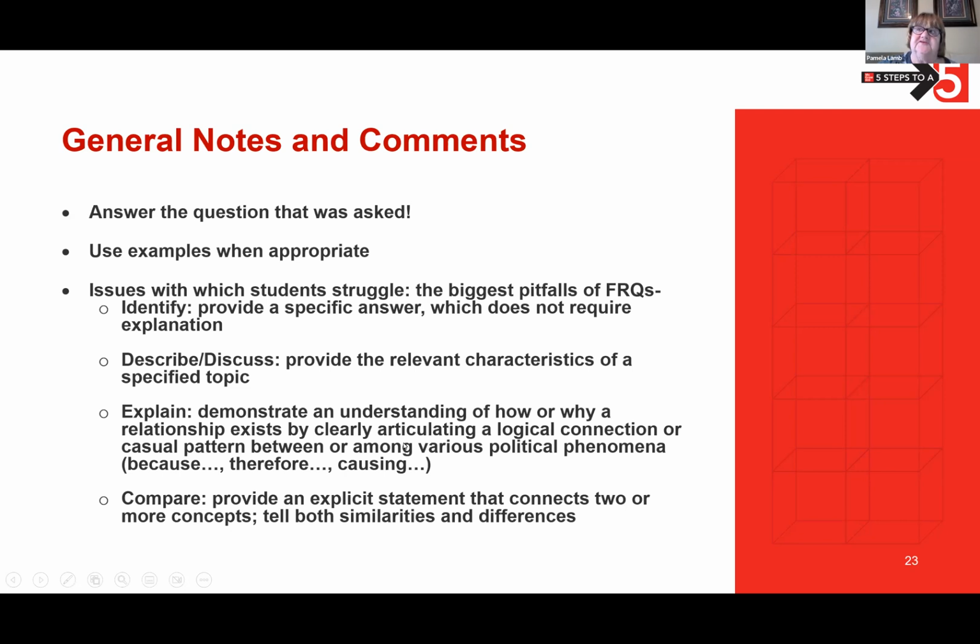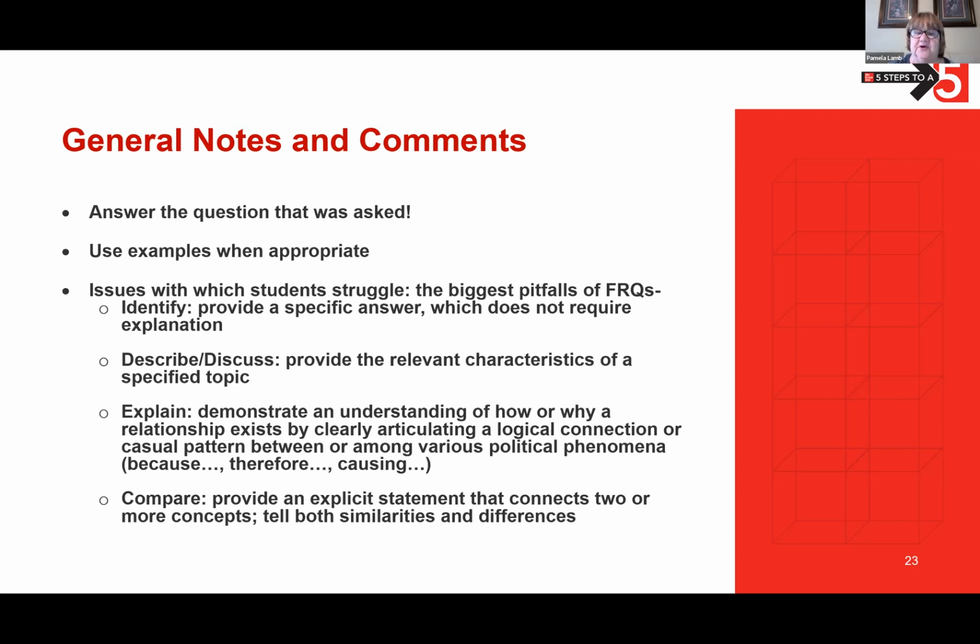Explain, this is where students generally have difficulty. Most students who do not get full credit for their free response questions don't explain. In other words, they don't elaborate enough to show either how something came to be or how it impacts something else or why it works the way it works. And so why or how a relationship exists is very important in an explanation.